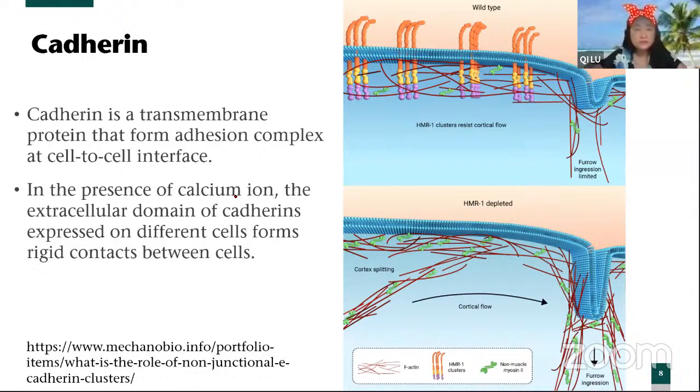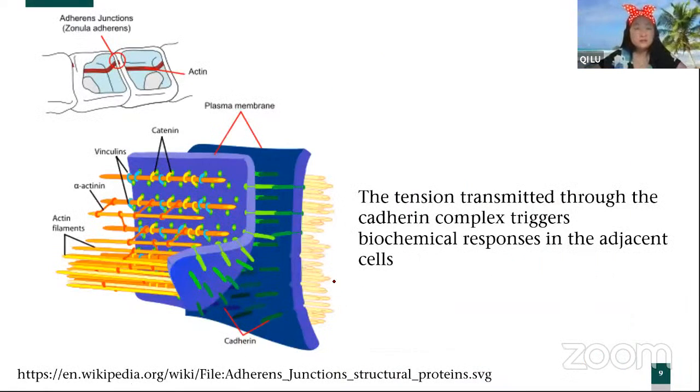In the presence of calcium ions, the extracellular domains of cadherin dispersed on different cells form rigid contact between cells. It's exactly like this. When there's calcium, cadherins bind each other together, and all this is like some hooks that will hook together between these two cells.